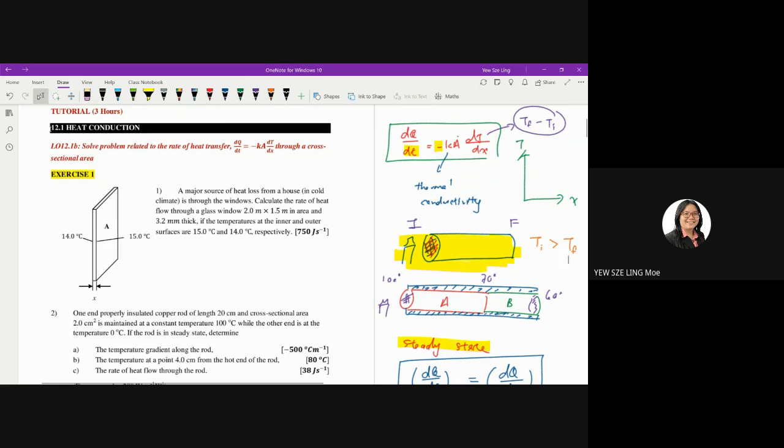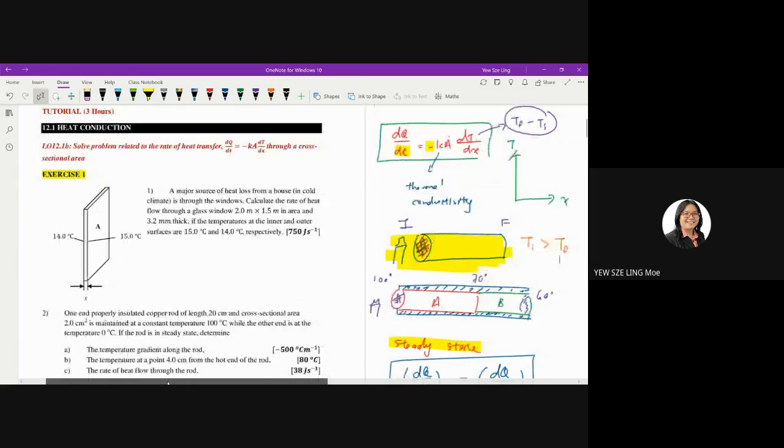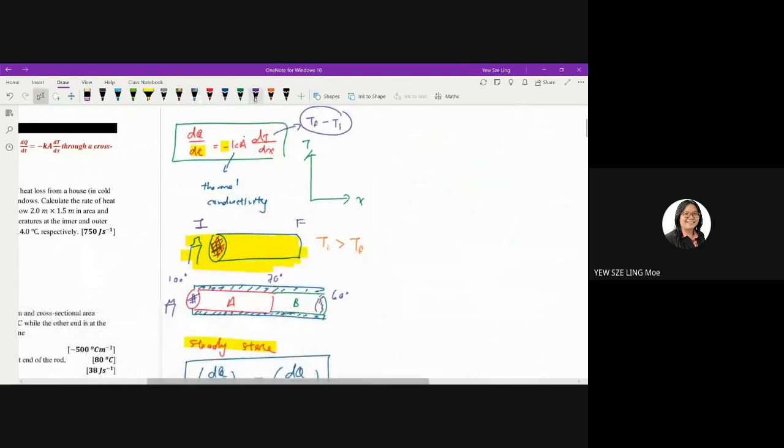So if you remember the things that I told you in lecture, sometimes if you look at a reference book, some reference books tell you dQ over dt is equal to just k dT over dx. This is the equation that is given in most of the reference books. All right, and this is actually not correct.